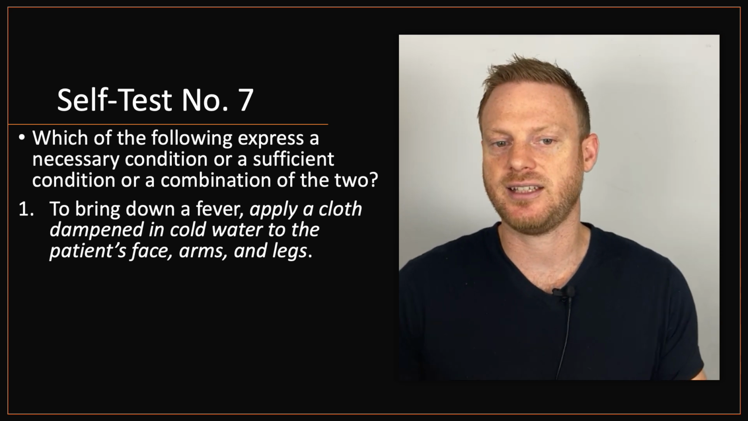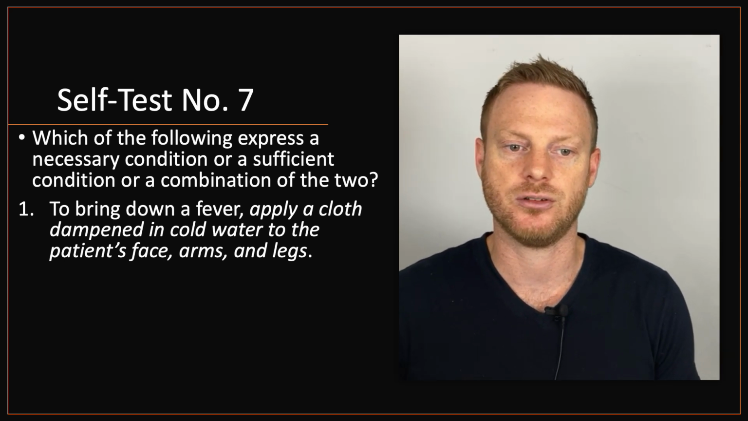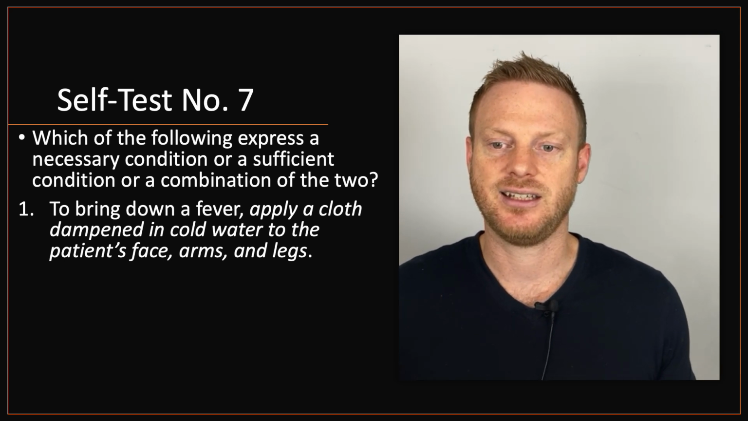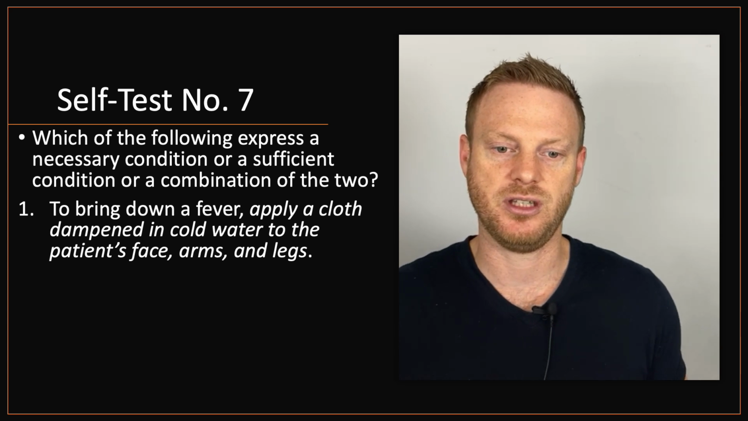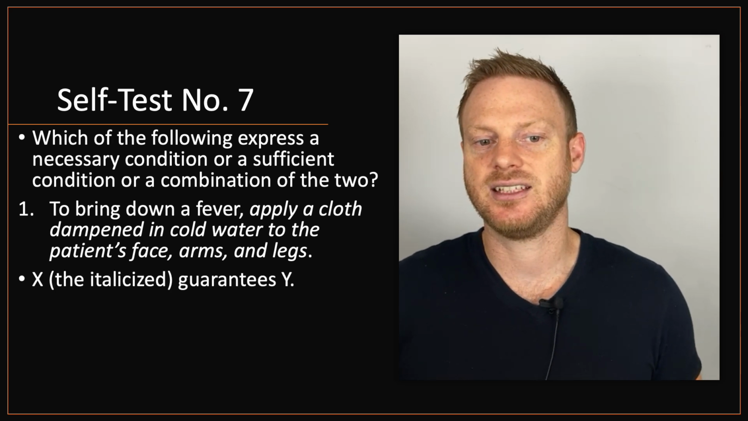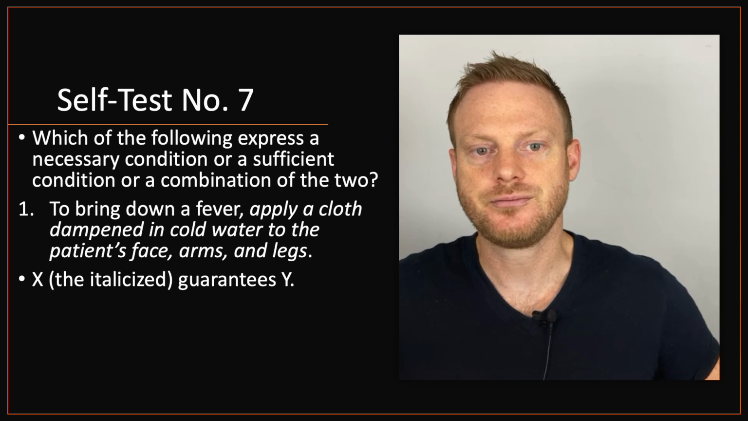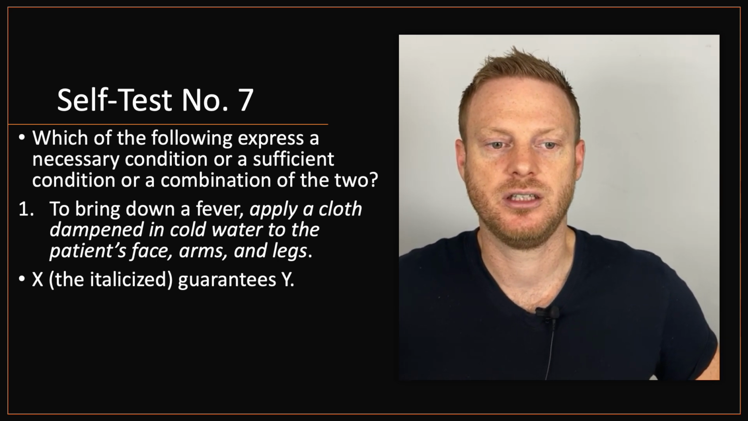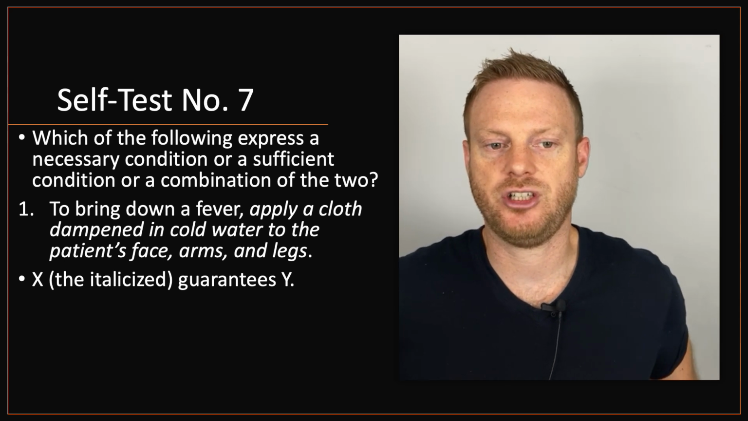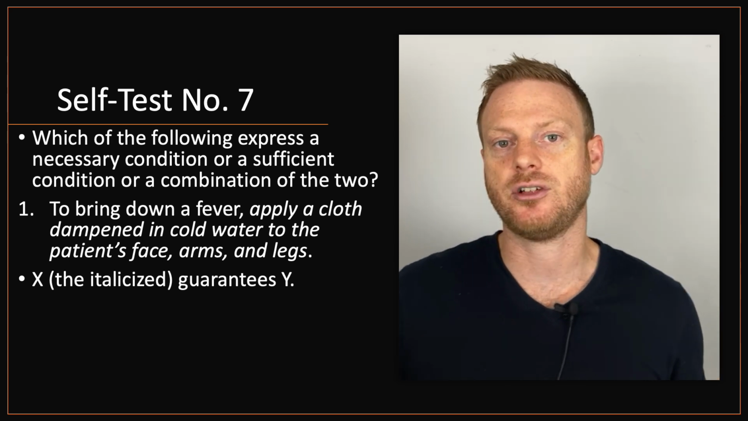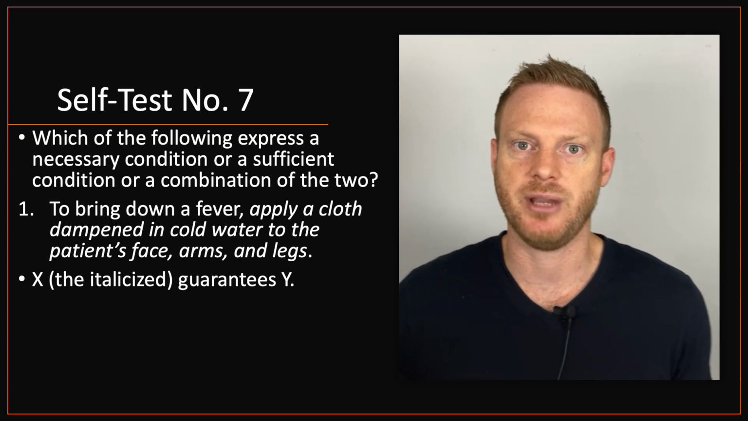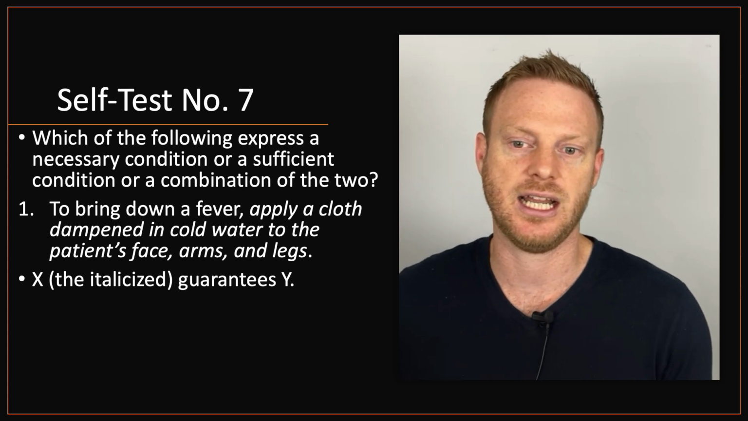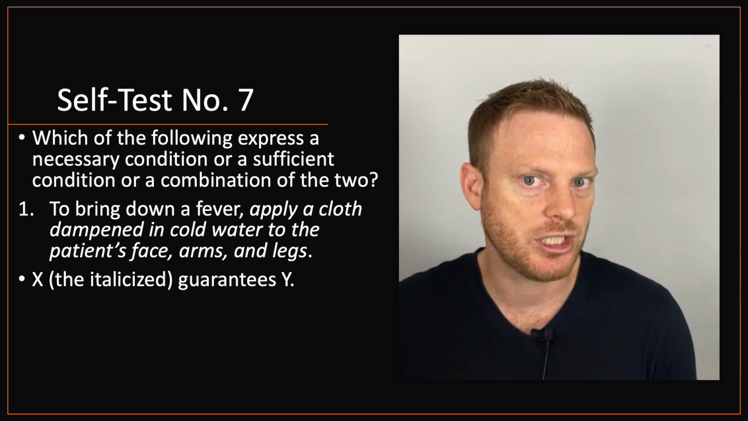So we're treating the italicized part as a condition: apply a cloth dampened in cold water to the patient's face, arms, and legs. And then the consequent is going to be the Y. Here, the X guarantees Y, right? If you apply a dampened cloth in cold water to a patient, it will bring down a fever. That's sort of a scientific law. It might be a really bad fever, but typically this is guaranteed to do something to the fever, to bring it down. Every time you do this, it will reduce it slightly at least.